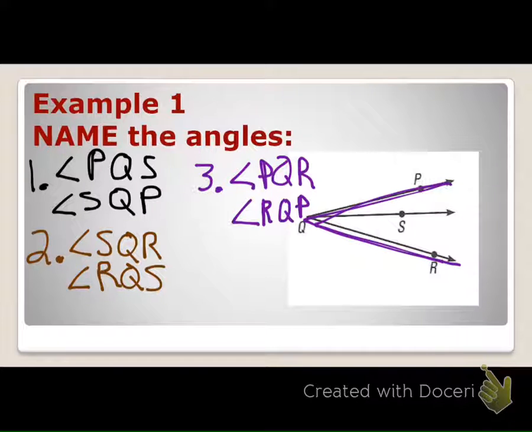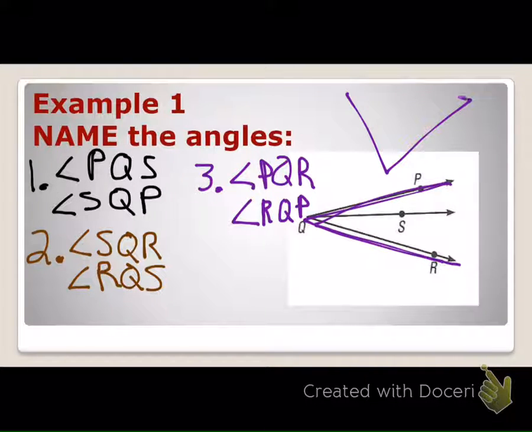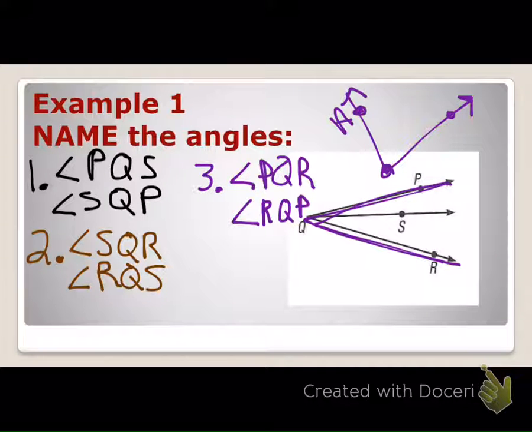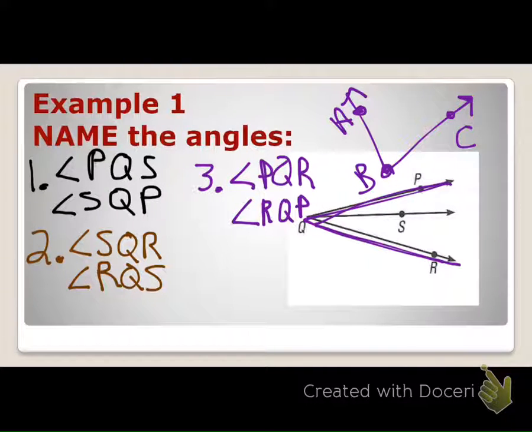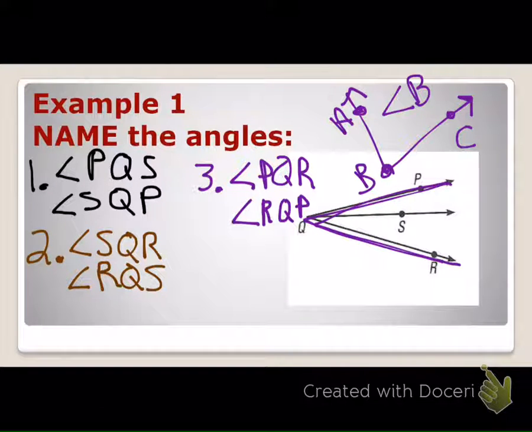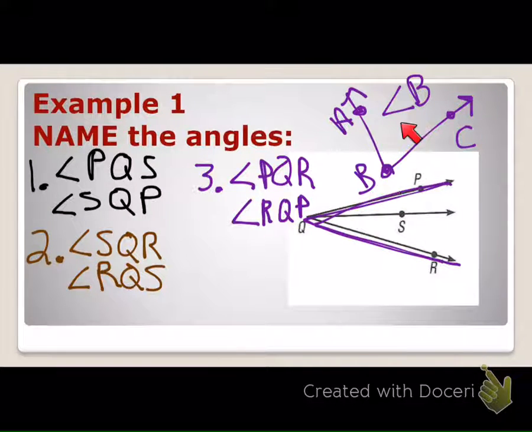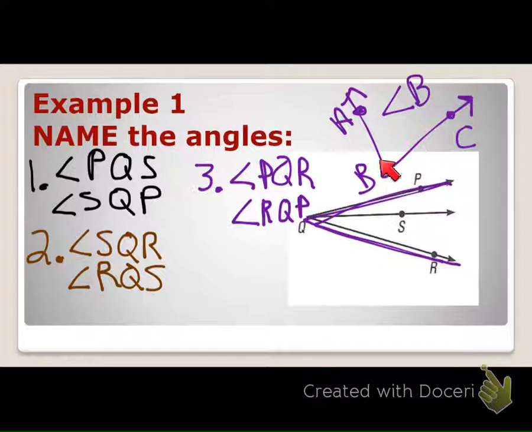Also, let's say that we had an angle that looks like this, and it doesn't have that third ray. Let's say it just looks like this, and it says angle ABC. What's the vertex here? B. You could also call this angle B if it doesn't have this ray right here on it. So if it doesn't have the third ray through it, you can just name it angle B.